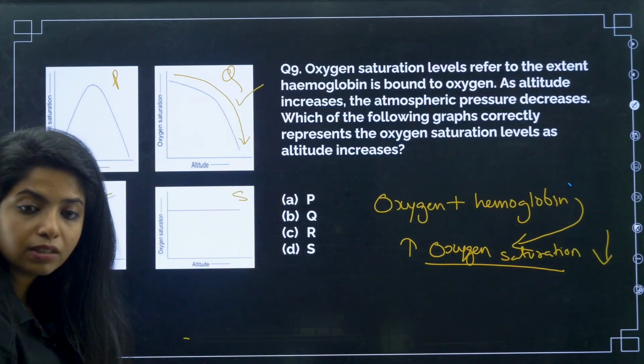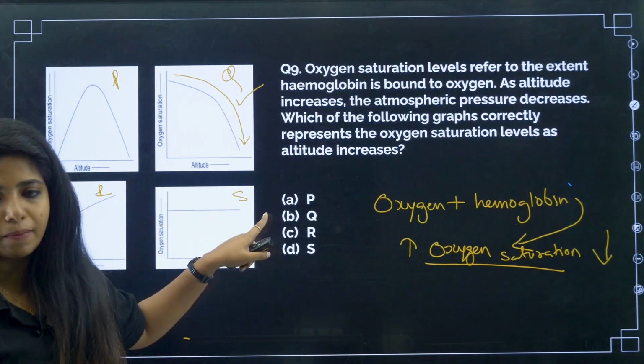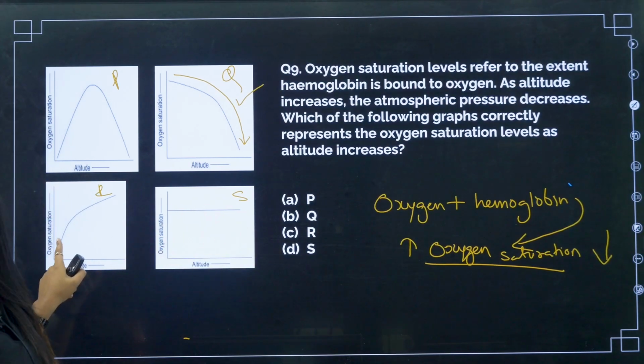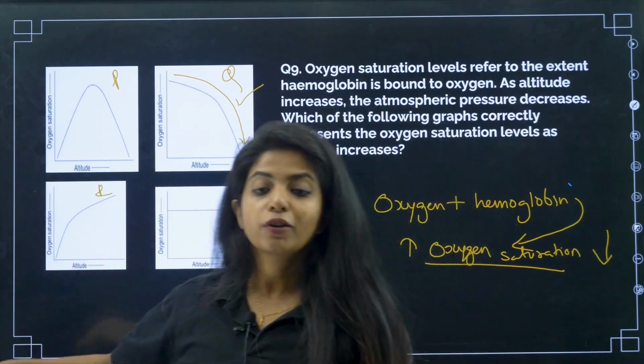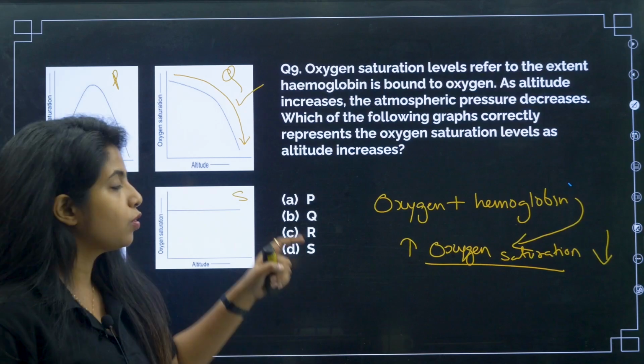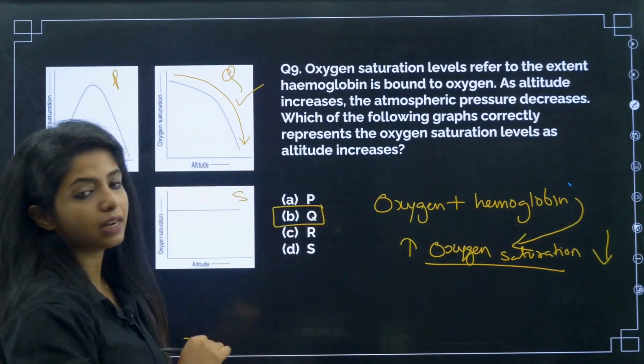Can I just say this is correct? I don't even have to see the other options. Here it says that it will be always same. Here it says that oxygen saturation keeps on increasing as you go to higher altitudes. No dear, you do not have oxygen availability there. So, obviously this will be the correct answer. So, I will say Q is the correct answer for this.